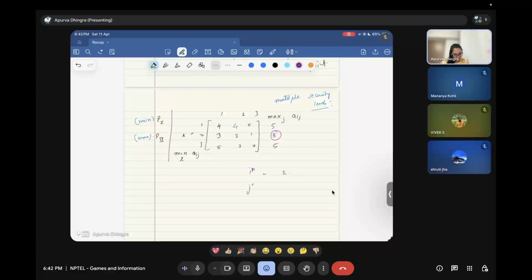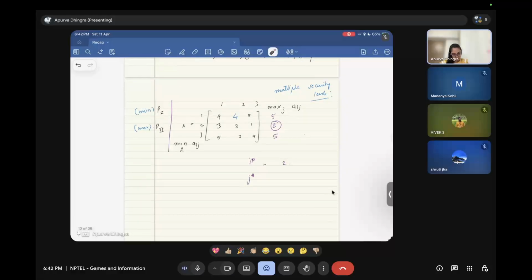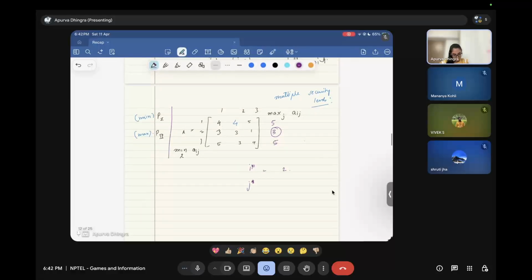But what about the column player? The column player would be looking at these. The minima here is still 3. The minima here is 3 now. The minima here is 1. So this is 3, 3 and 1. Now that means J star is both of these because they're equal. That means we are getting J star to be 1, 2.